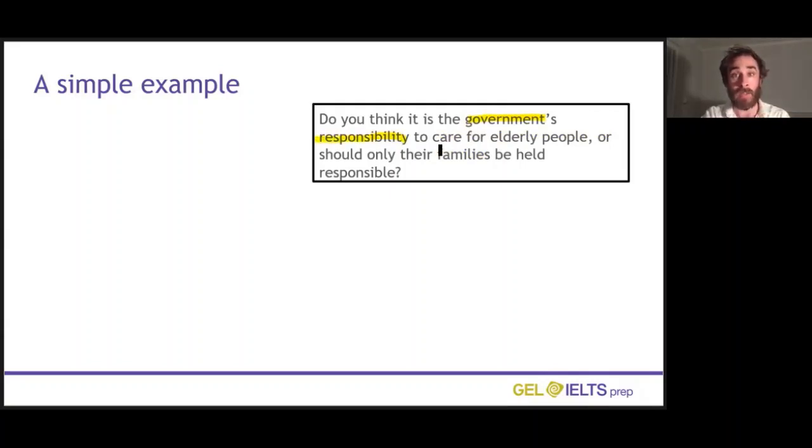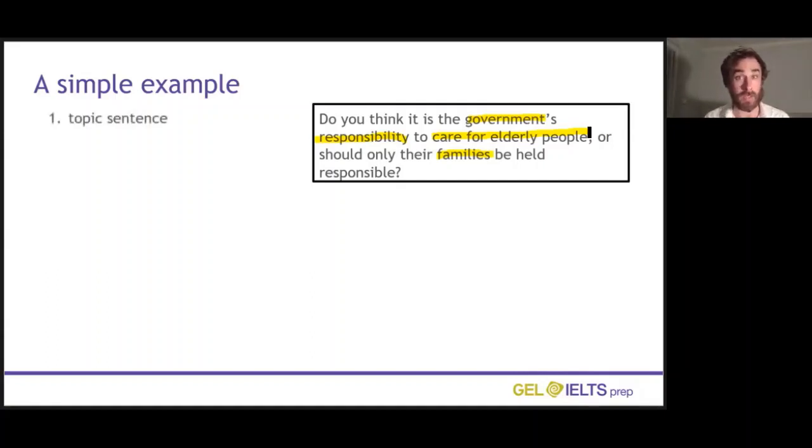So it's talking about the difference between government responsibility or family responsibility to care for elderly people. So it's saying, should the government be responsible to look after old people, or is it the responsibility of the family? So I'm going to write my task 2 paragraph in response.